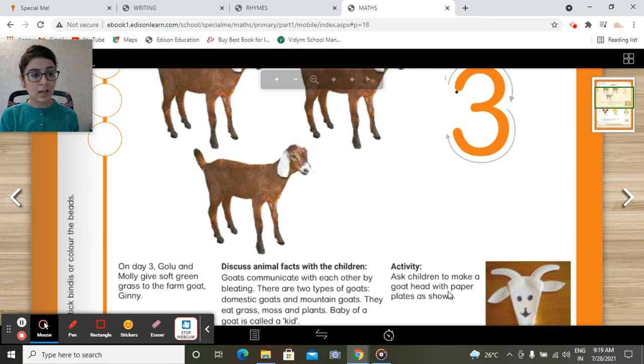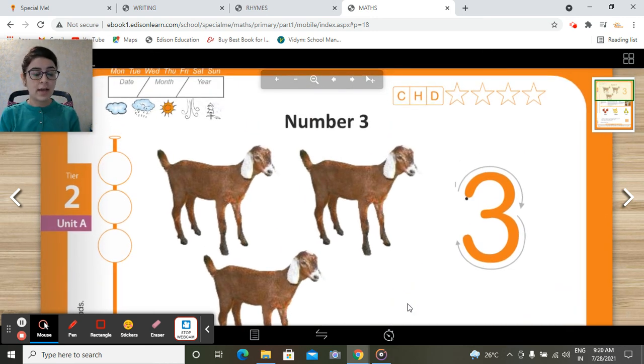Rest of the page we will cover tomorrow. This is all for the day. You have to recognize number 3. You have to do this activity of making goat with paper plate. You have to learn the rhyme Fluff the Kitten, and you have to write letter B in your books. Okay, this is all for the day.